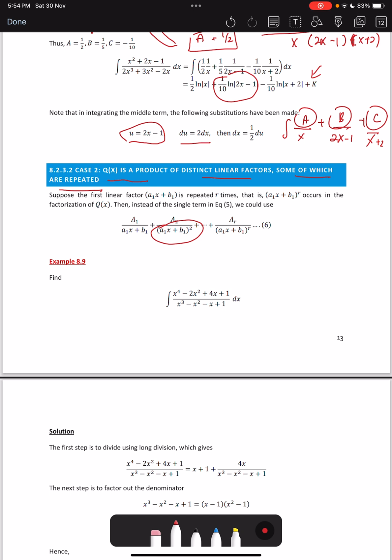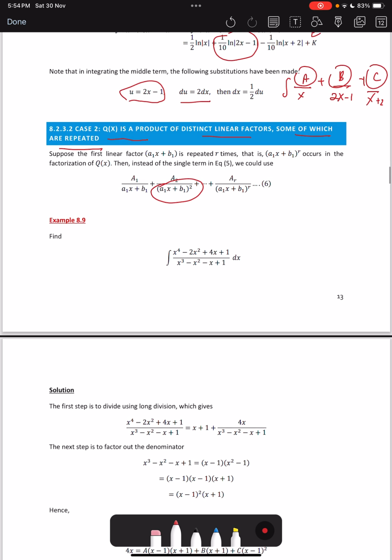Sorry. If you do long division here, let's do long division. x to the power of 4 minus 2x to the power of 2 plus 4x plus 1. We need to divide it by x to the power of 3 minus x to the power of 2 minus x plus 1.